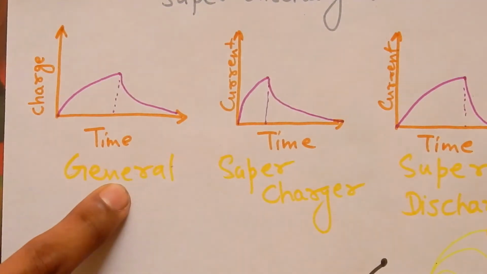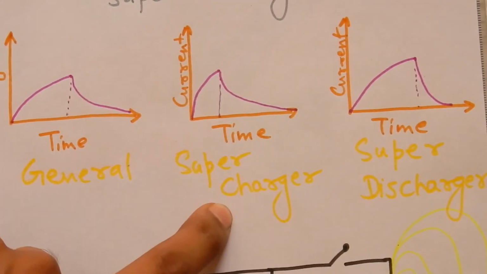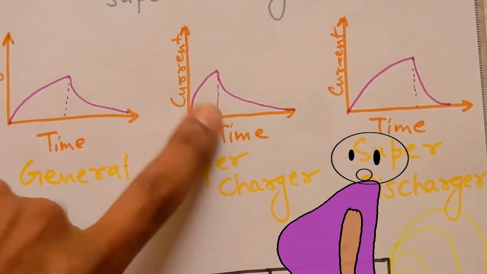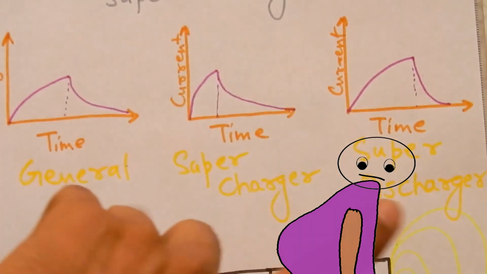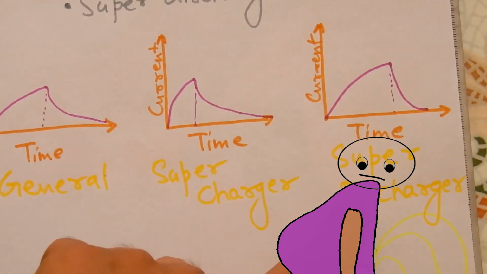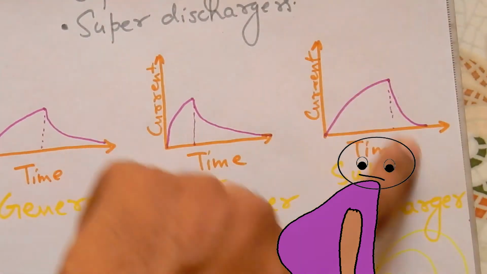This capacitor is used in general purposes. This capacitor is used by Tesla cars so that it charges very fast and then discharges slowly. And this is used in EMP. It charges slowly but discharges very fast.